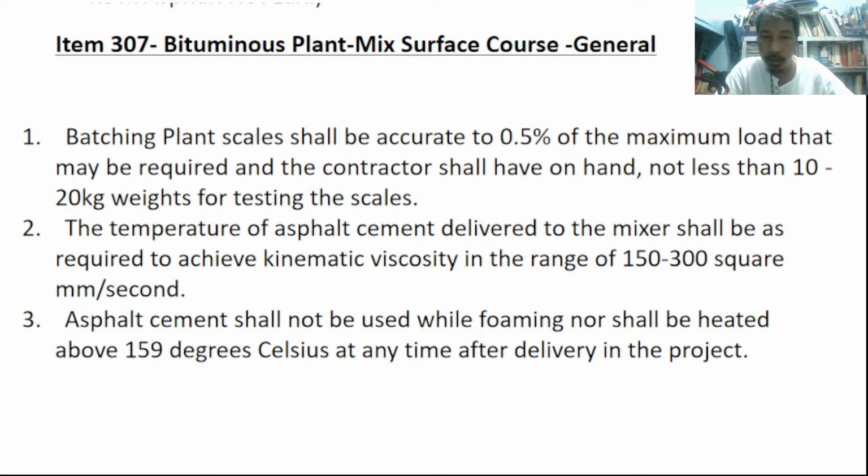Number 2, the temperature of asphalt cement delivered to the mixer shall be as required to achieve kinematic viscosity in the range of 150 to 300 square mm per second. Kinematic viscosity of the material, 150 to 300 square mm per second, at certain temperature. Number 3, asphalt cement shall not be used while foaming, nor shall it be heated above 159 degrees Celsius at any time after delivery to the project.